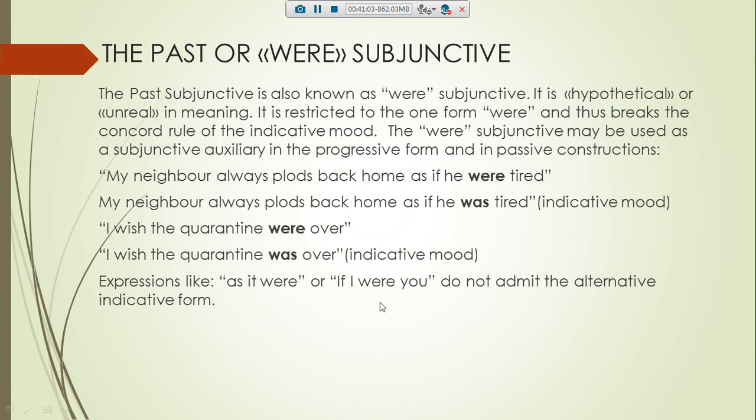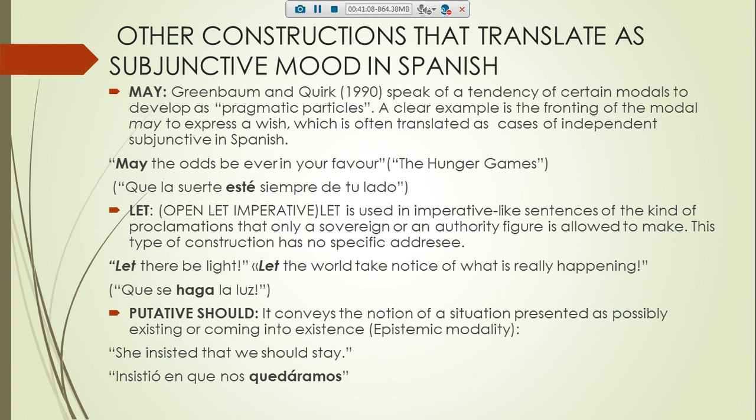Other constructions that translate as subjunctive mood in Spanish. Well, for example, "may". Greenbaum and Quirk speak of a tendency of certain modals to develop as pragmatic particles. A clear example is the fronting of the modal "may" to express a wish, which is often translated as cases of independent subjunctive in Spanish. For example, from the film The Hunger Games, "may the odds be ever in your favor". Que la suerte esté siempre de tu lado. So, this construction is translated by means of an independent subjunctive in Spanish. Que la suerte esté siempre de tu lado.